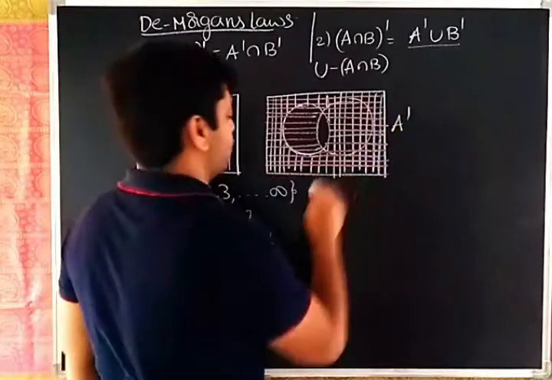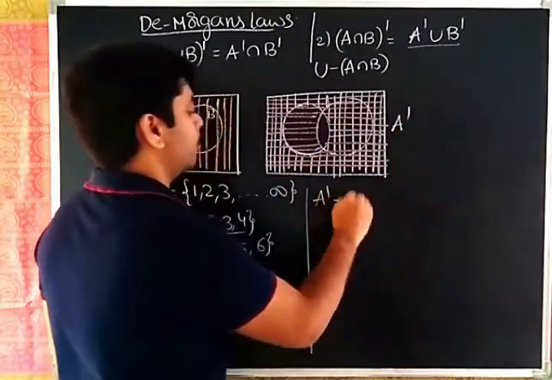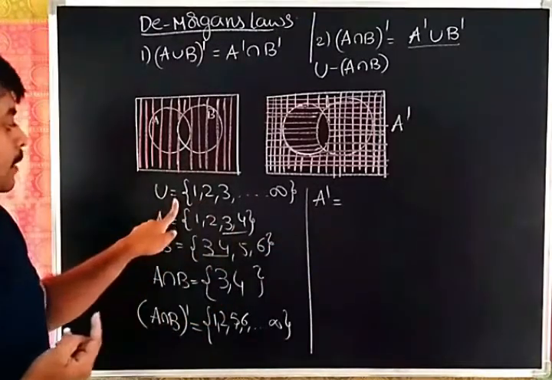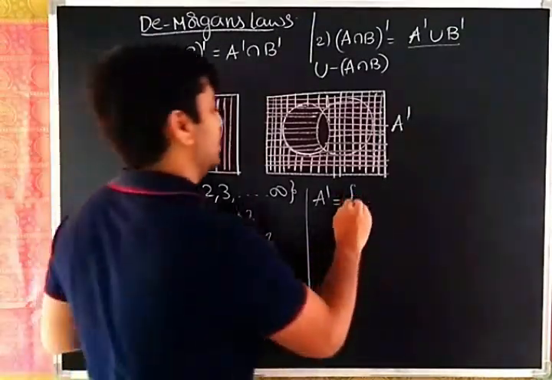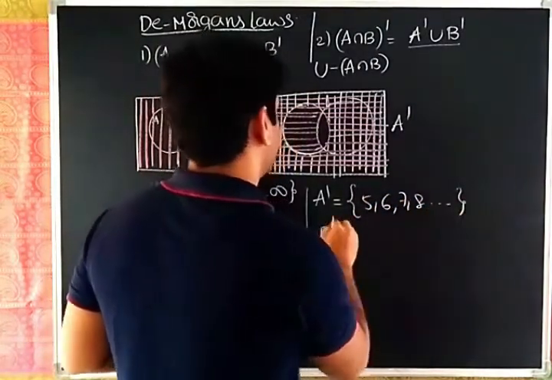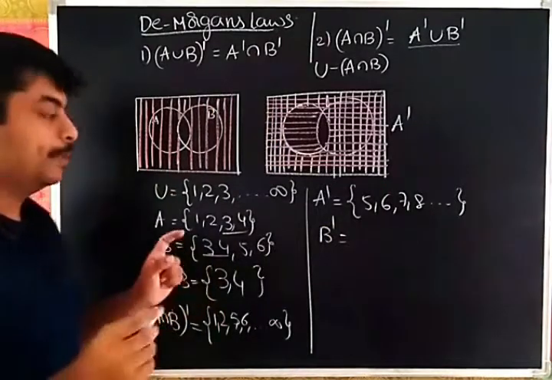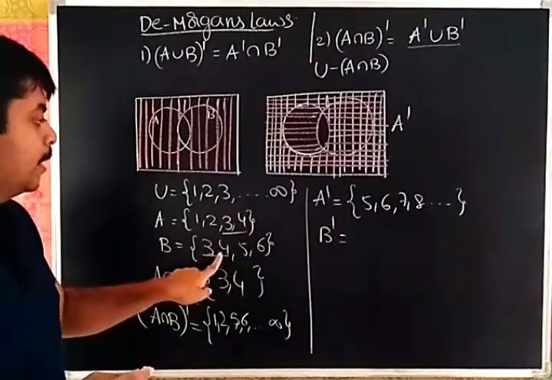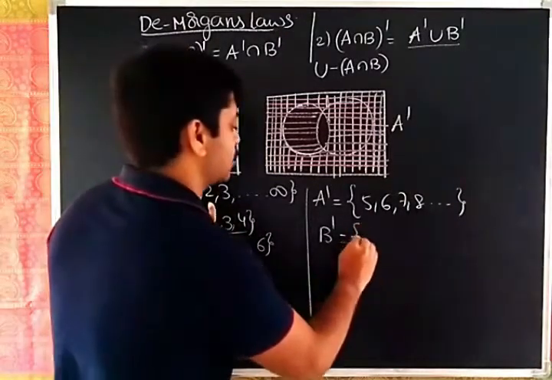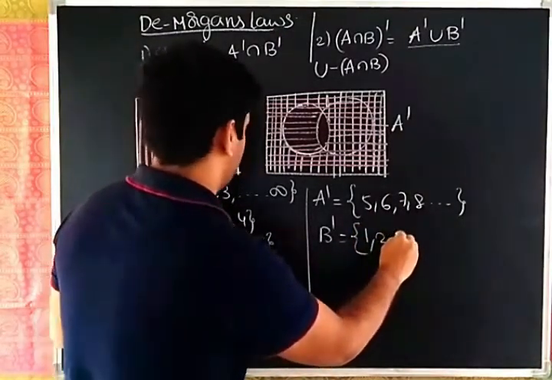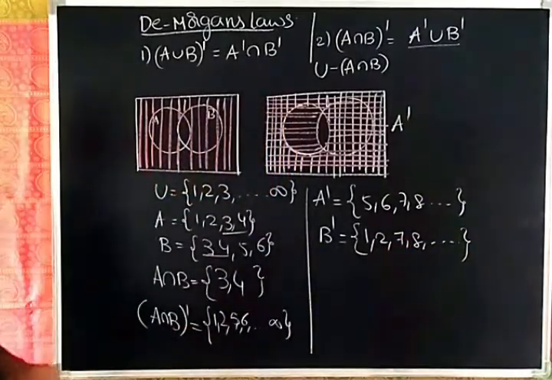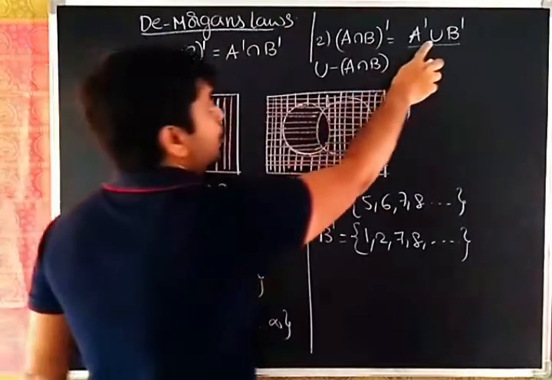We will also quickly check what is A complement union B complement. What is A complement? From the complete universal set, you need to remove A. So it will be 5, 6, 7, 8, and so on. What about B complement? From the complete universal set, you need to remove B. So if you remove 3, 4, 5, 6 from the natural numbers, you will have 1, 2, 7, 8, and so on. Alright.